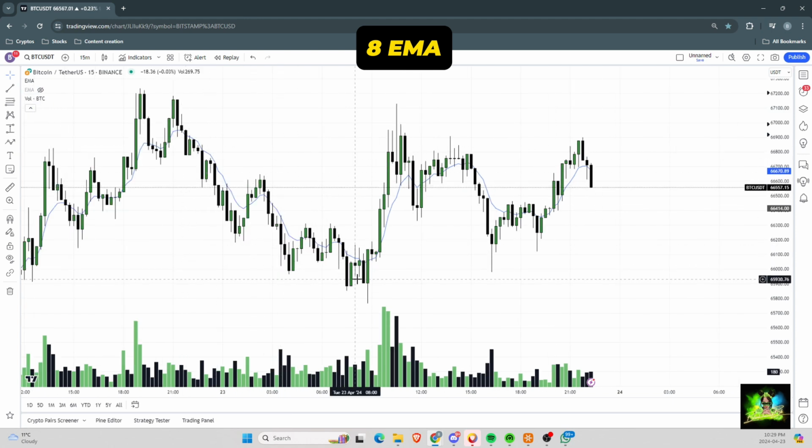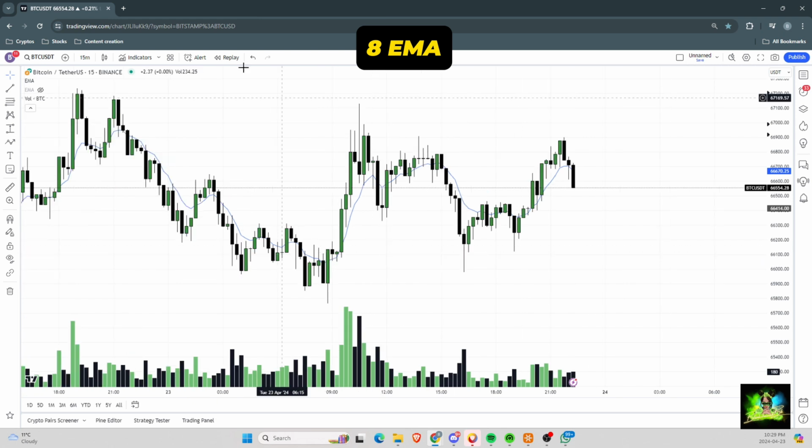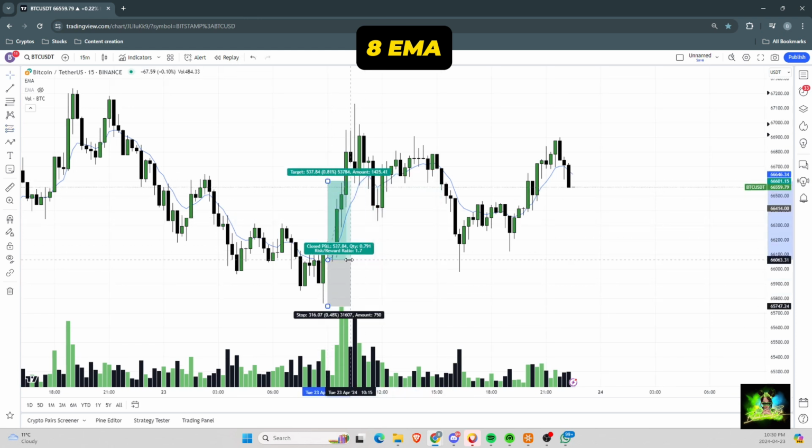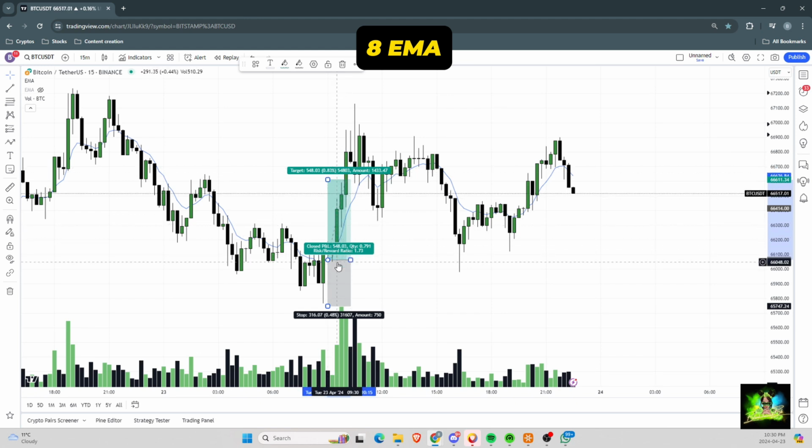Whenever the candles move above 8 EMA, you go for a long position. So here, and your stop loss should be below the candle, below the 8 EMA, and your target is the previous low. So this is a trade. Even if you take 20x leverage, you'd still be able to make decent gains with it. And the risk reward ratio is 1.73, right? So this is a decent trade.